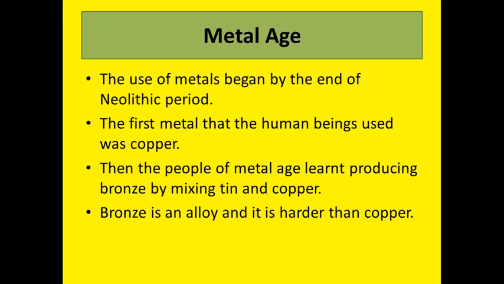Now, lastly, we go to the Metal Age. The use of metals began by the end of the Neolithic period. The first metal that human beings used was copper. Then the people of the Metal Age learned producing bronze by mixing tin and copper. Bronze is an alloy and it is harder than copper.